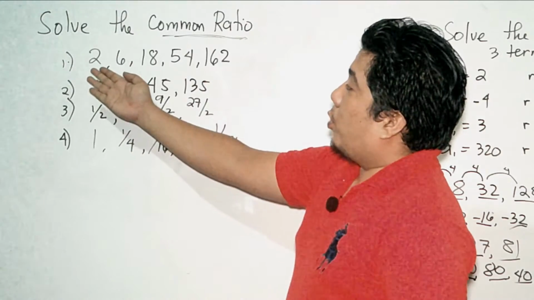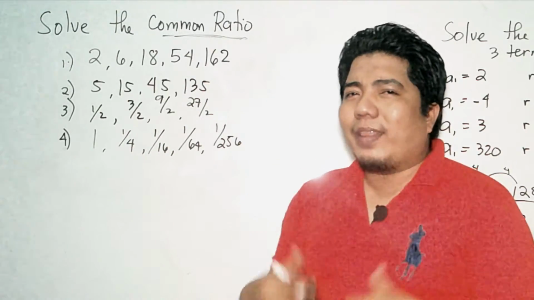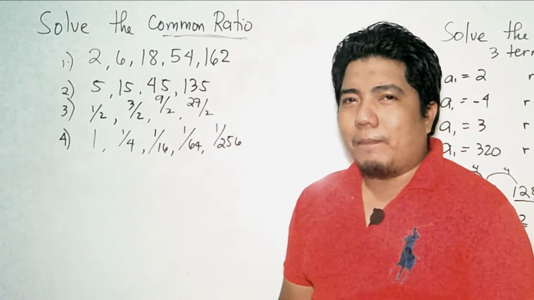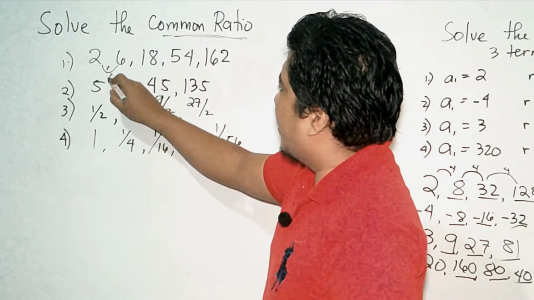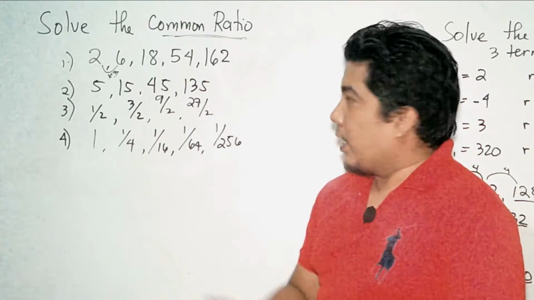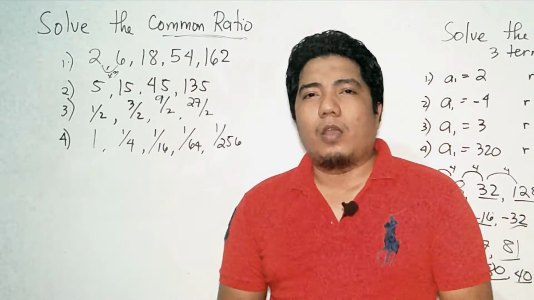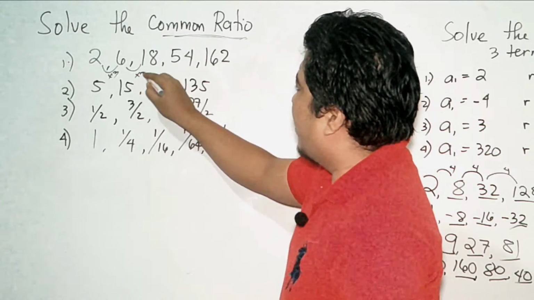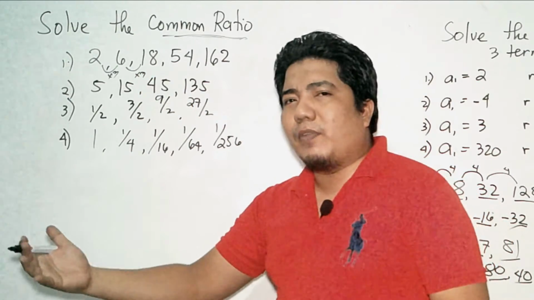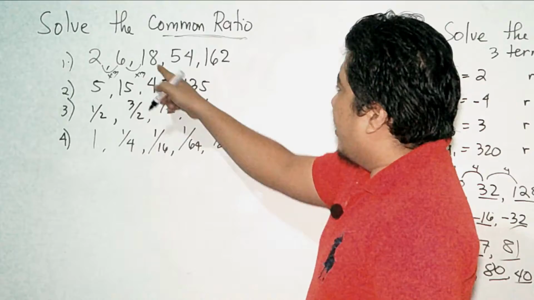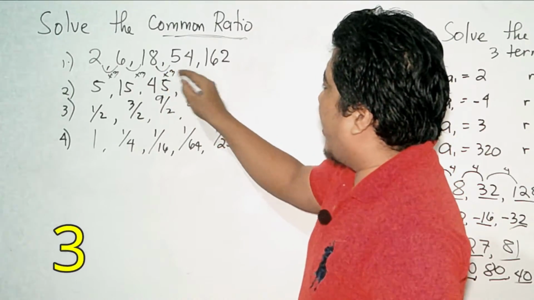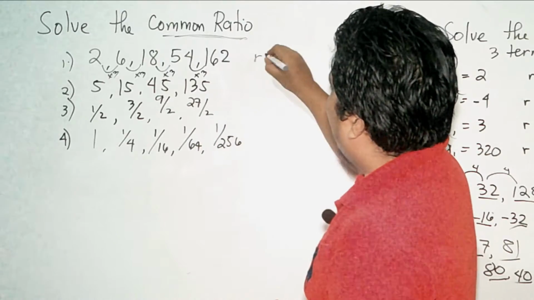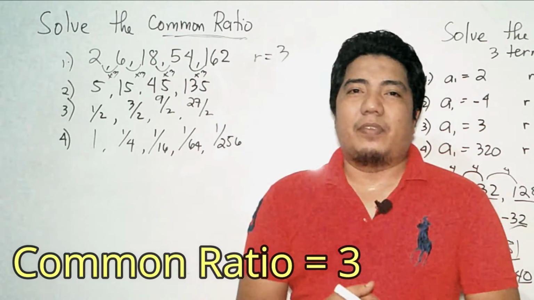Okay. We have 2 going to 6. What happened to 2 to become 6? What must be multiplied? Okay, that is times 3. Next, 6 going to 18. What must be multiplied? Okay, that is still 3. 18 going to 54. What must be multiplied? That is another 3. And same goes here. Therefore, our ratio is positive 3.